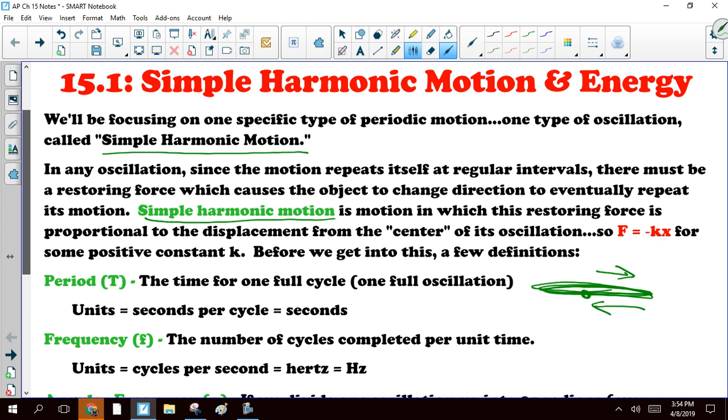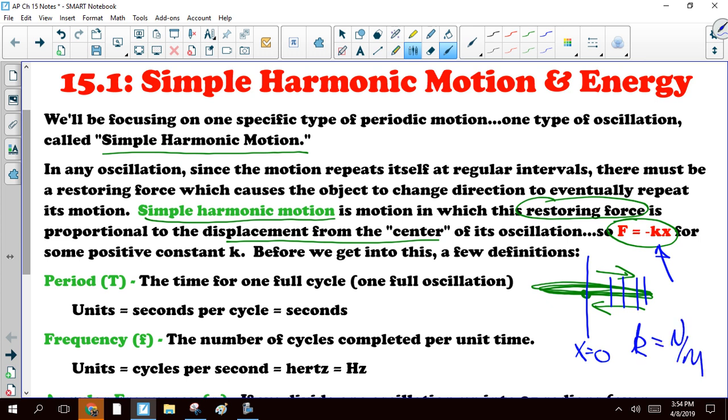Simple harmonic motion is motion in which the restoring force, the force causing that change, is proportional to the displacement from the center of its oscillation. So your restoring force is equal to negative k times x, where here's your center, and x is how far away from that center you are. This should look familiar. This is Hooke's law for an ideal spring. So k is going to be some number of newtons per meter, and it's always going to be positive.